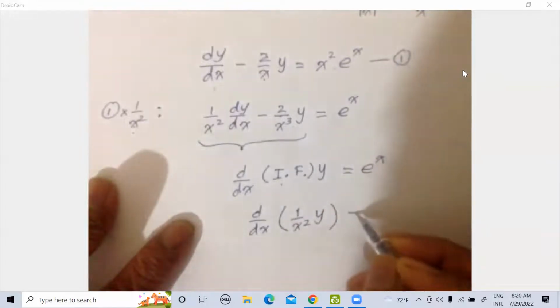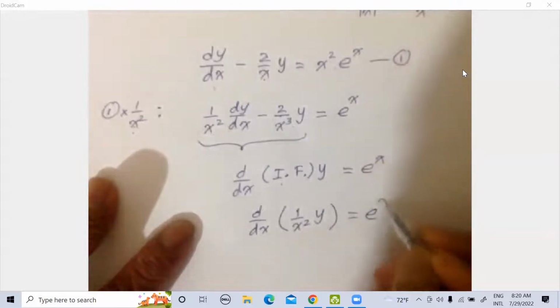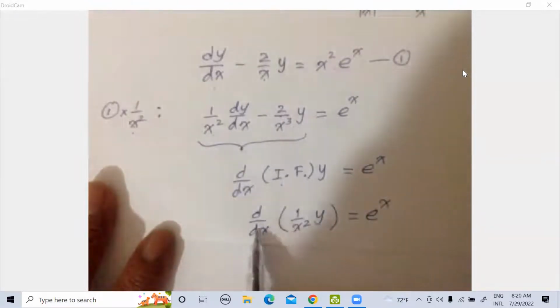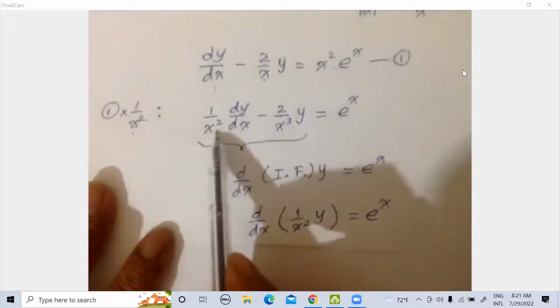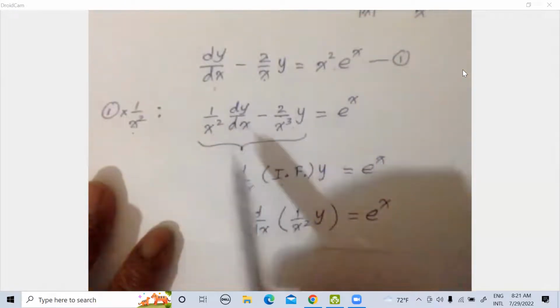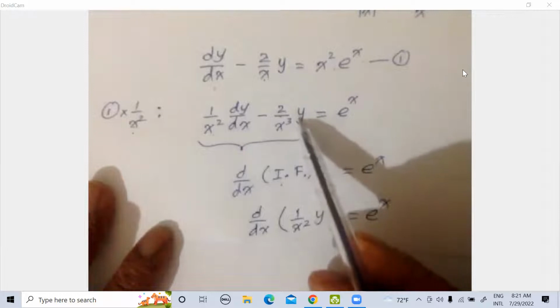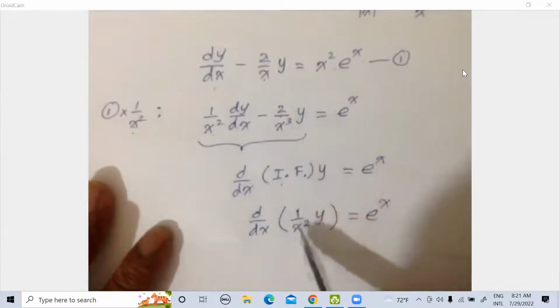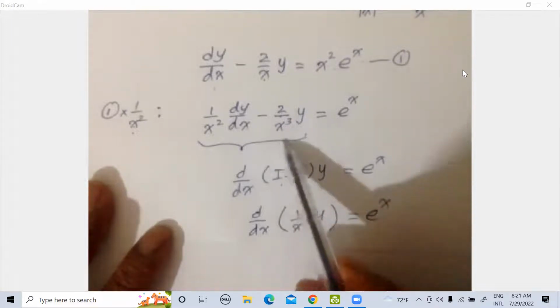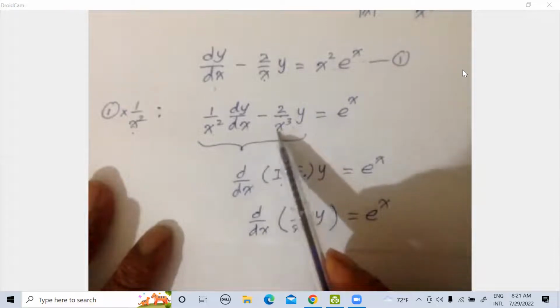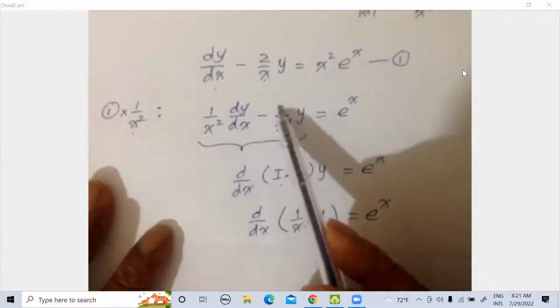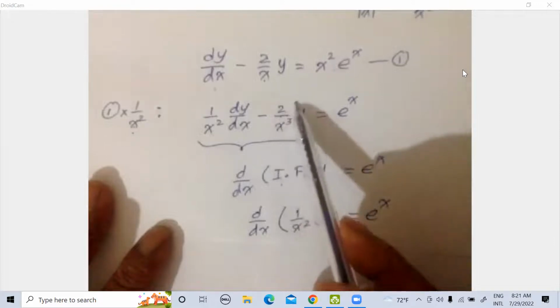It magically happens, no? Equals e to the x. Now take the derivative of this and see. 1 over x squared times the derivative of y, dy over dx, that is this term. And y times the derivative of 1 over x squared, which is x to the power minus 2. The derivative is minus 2 x to the minus 3. That is this term, minus 2 x to the power minus 3.